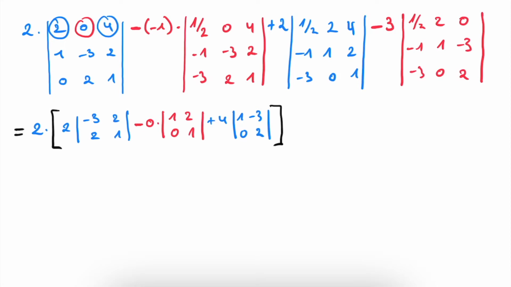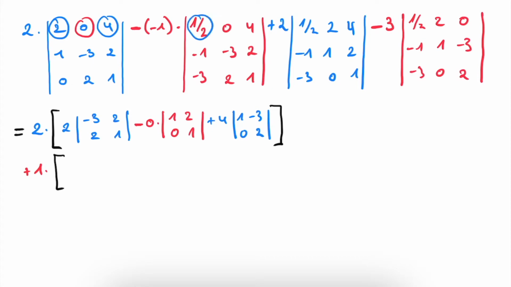The same can be done for the second term, which is this term. And here we have to remember that we have this -1 becomes +1. So we have +1 times, and then of course the determinant of this 3 times 3 matrix, which we can calculate in the same fashion.